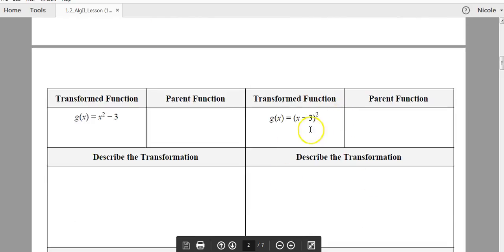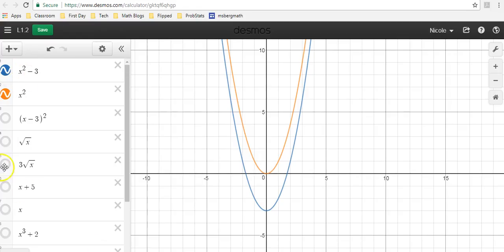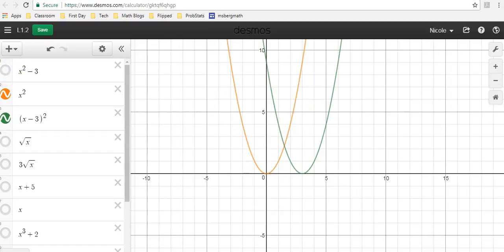Let's graph this one here. g of x, x minus 3 squared. I'm going to have it right here. See, x minus 3 squared. And the orange one is still our parent function. This one is being translated right 3 units. So it makes a difference if it's in the parentheses or not. As you can see, if it's outside of the parentheses, that's a vertical shift, and inside the parentheses makes it a horizontal shift.